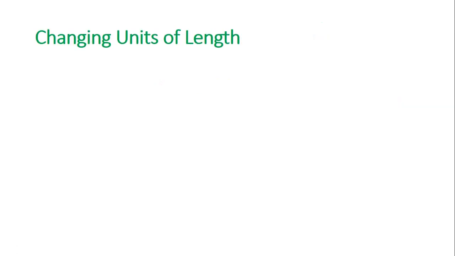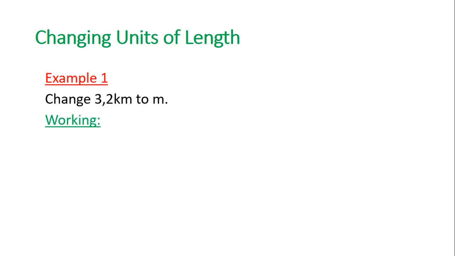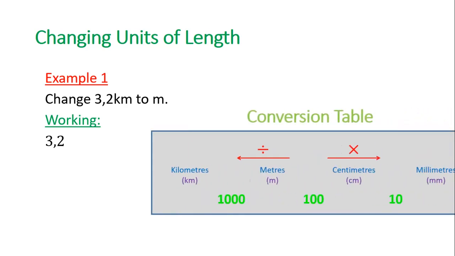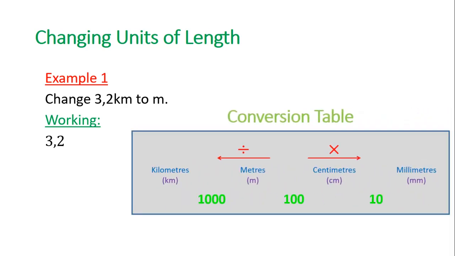So, example 1. Change 3,2 kilometers to meters. And this is the way you do it. So my working out, I write down 3,2. Now I look at my table. Alright, I want to go from kilometers to meters. So I'm going from left to right.